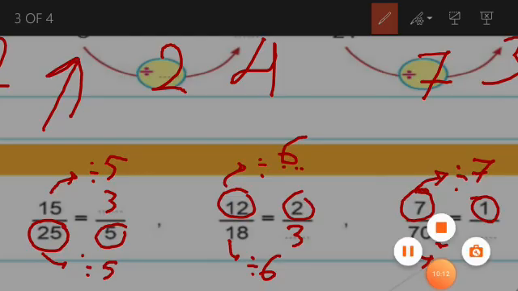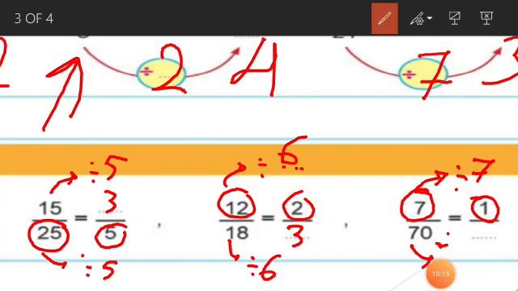طيب 70 divided by 7 equal 10. ليه؟ عشان 10 times 7 equal 70. Any number times 10 I will write the same number and beside it a 0. يبقى 70 divided 7 equal 10. 30 divided 3 equal 10. 20 divided 2 equal 10. 50 divided 5 equal 10. Okay.